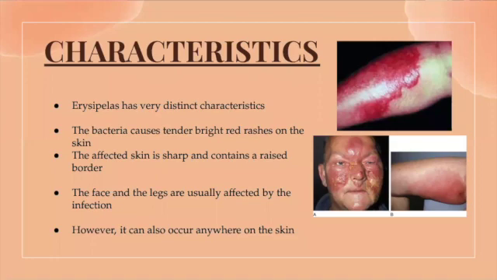Characteristics. Erysipelas has very distinct characteristics, which makes it very easily diagnosable. The bacteria causes tender, bright red rashes on the skin. The affected skin is sharp and contains a raised border. The face and legs are usually affected by the infection the most. However, it can also occur anywhere on the skin.